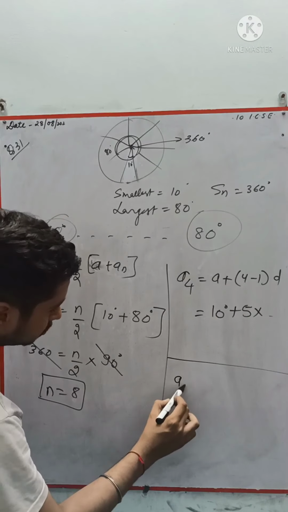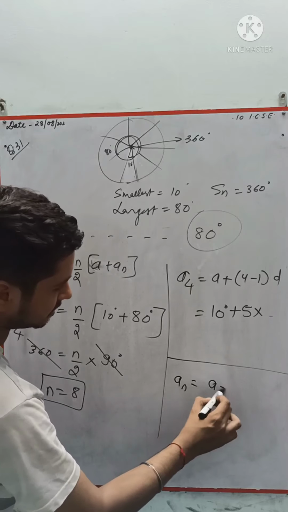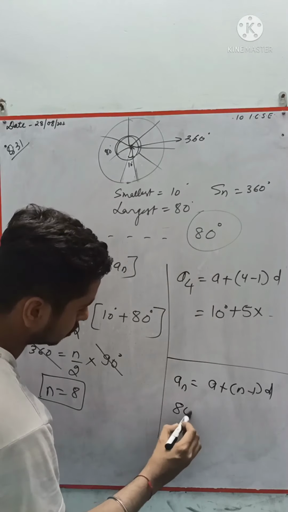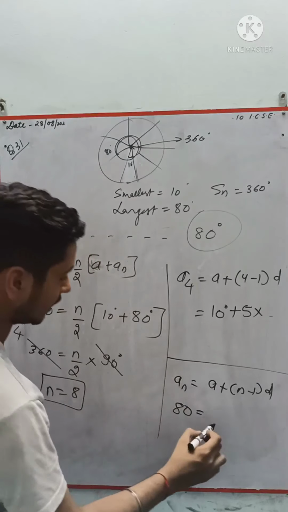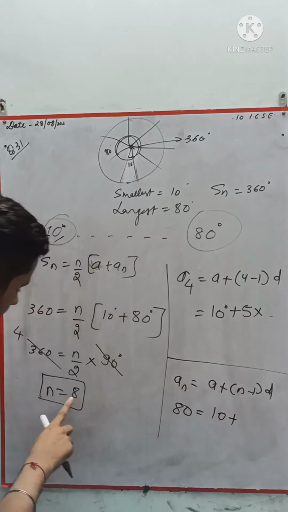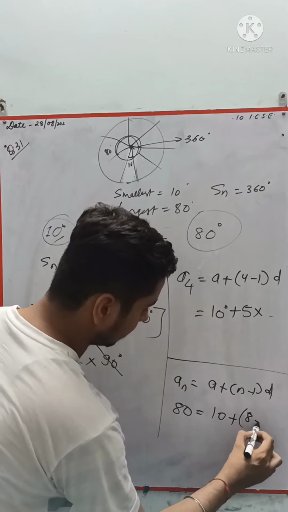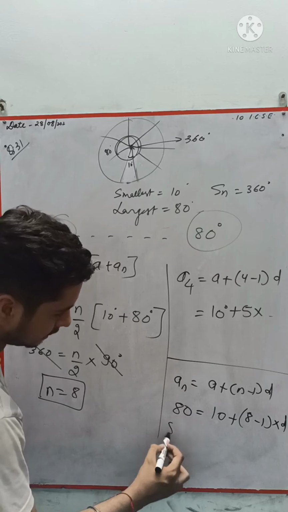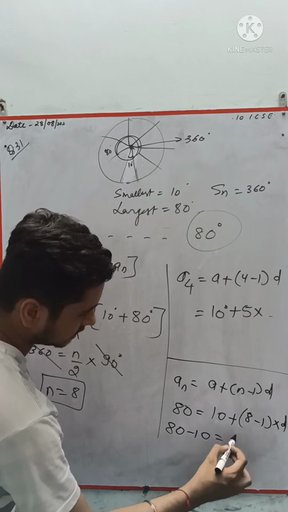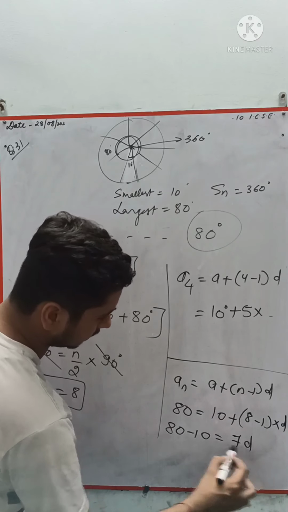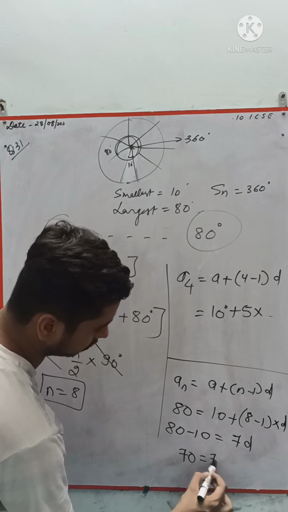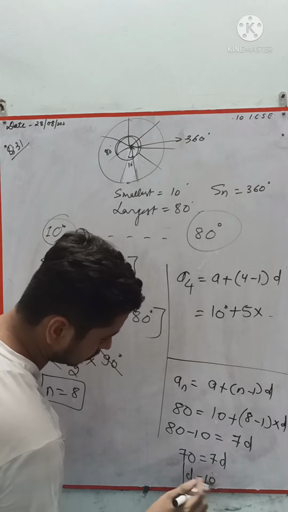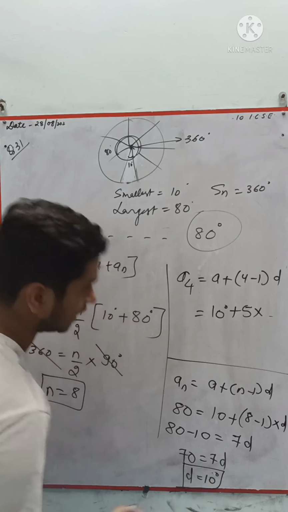For that we first use an, which is a plus n minus 1 into d. An is 80. So 80 is equal to 10 plus n minus 1 into d, where n is 8, so 8 minus 1 into d. Take 10 here. So 80 minus 10 is equal to 7d. This gives 70 is equal to 7d. So d is equal to 10. We got the common difference of 10 degree.